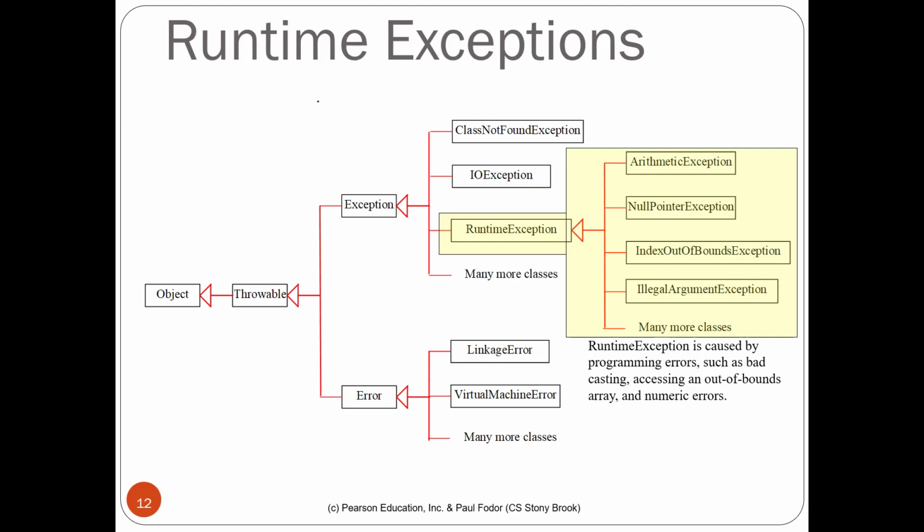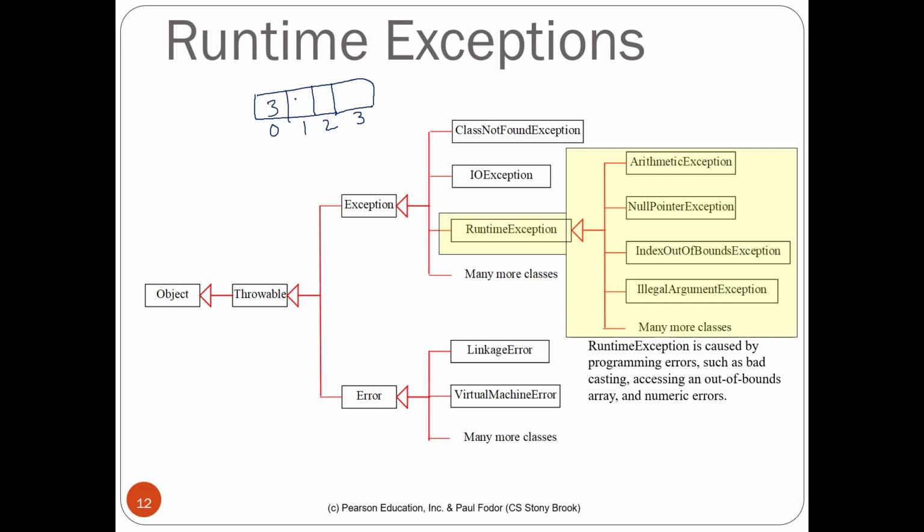So let me give you an example about IndexOutOfBoundsException. Assume that my array has 4 elements in there. So 0, 1, 2, 3, these are the indices that I'll use to access the elements.